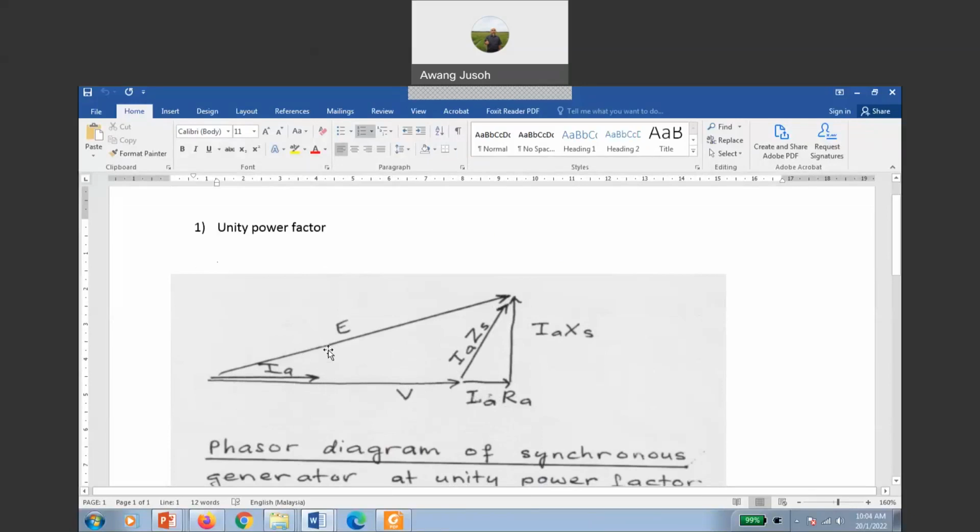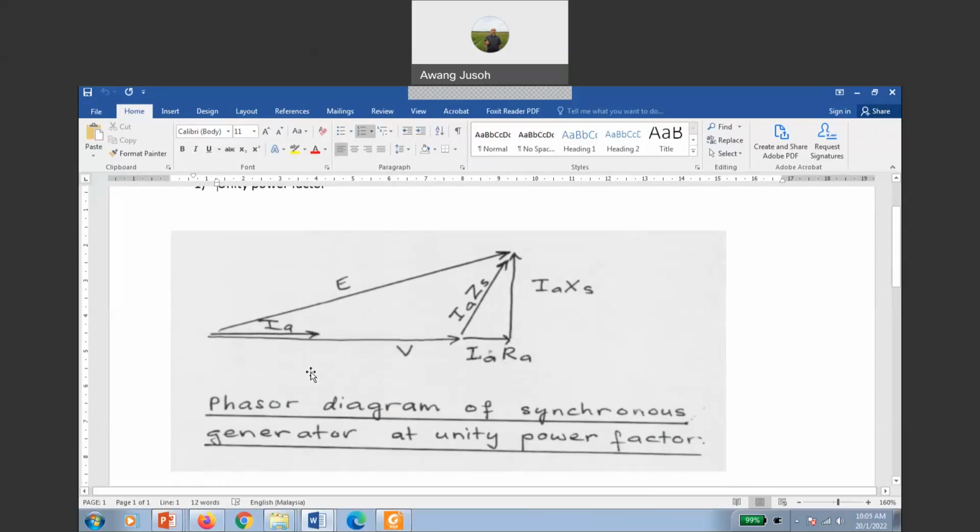This is your delta. So delta is still positive. Okay, this IARA, IAjXS, this is IAZS. You can directly multiply by ZS or one by one. Okay, so this is the unity power factor case.